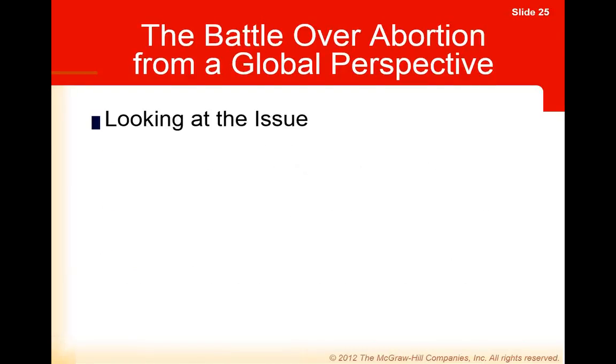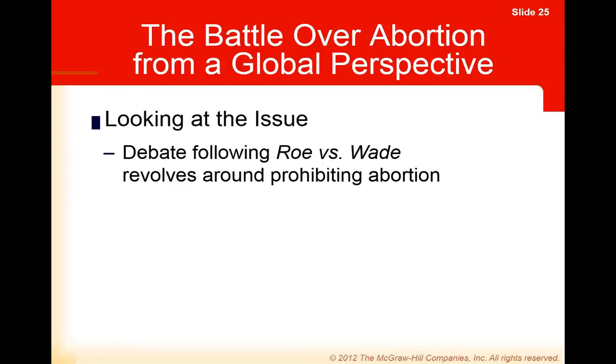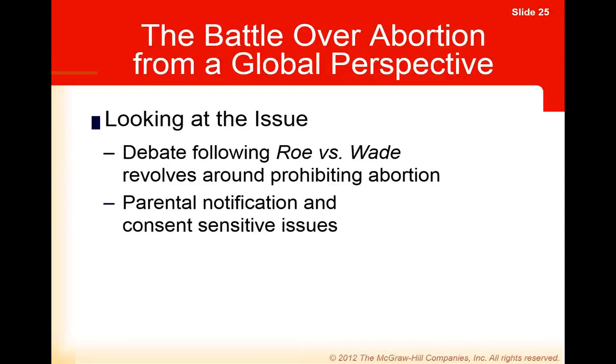So, the debate following Roe v. Wade revolves around prohibiting abortion. Most people in our society believe there should be some types of prohibitions on abortion. It shouldn't simply be used as birth control. Also, many people believe that if a person is underage, under the age of sexual consent, parents need to be notified, and so consent, there's these issues as well.